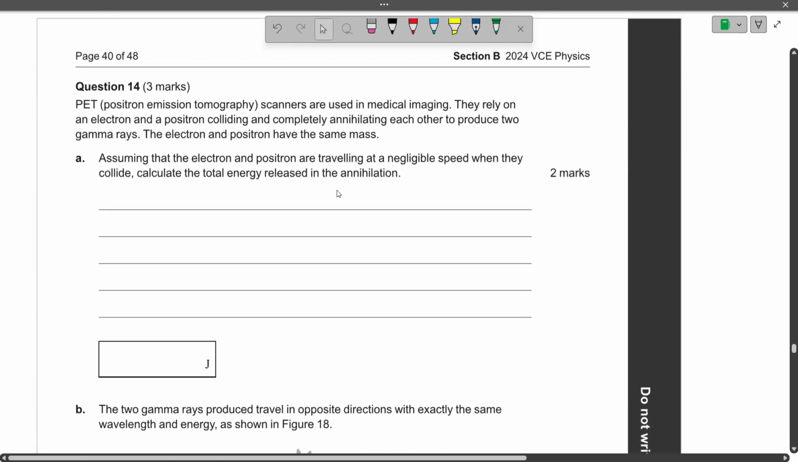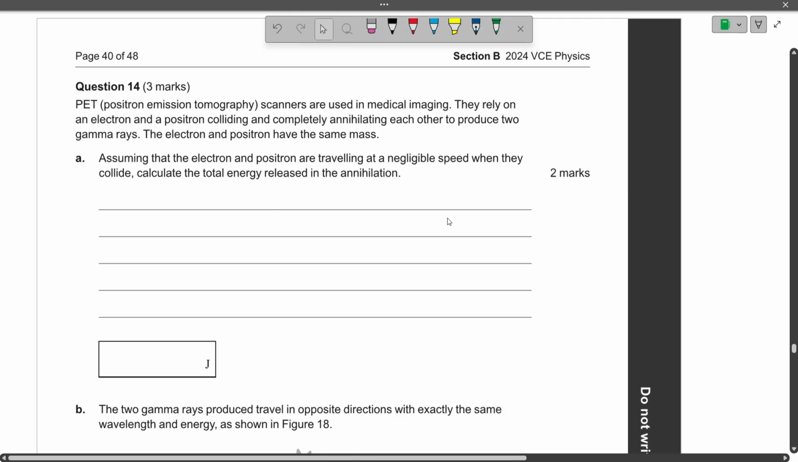Question 14. PET, positron emission tomography scanners are used in medical imaging. They rely on an electron and a positron colliding and completely annihilating each other to produce two gamma rays. The electron and positron have the same mass. Assuming that the electron and positron are traveling at a negligible speed when they collide, calculate the total energy released in the annihilation.